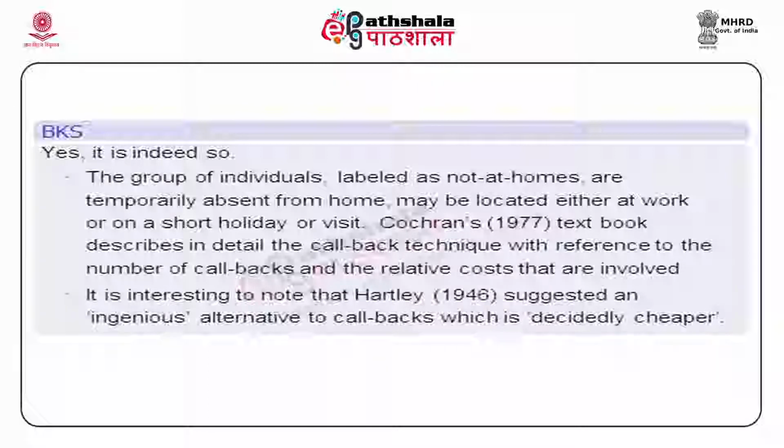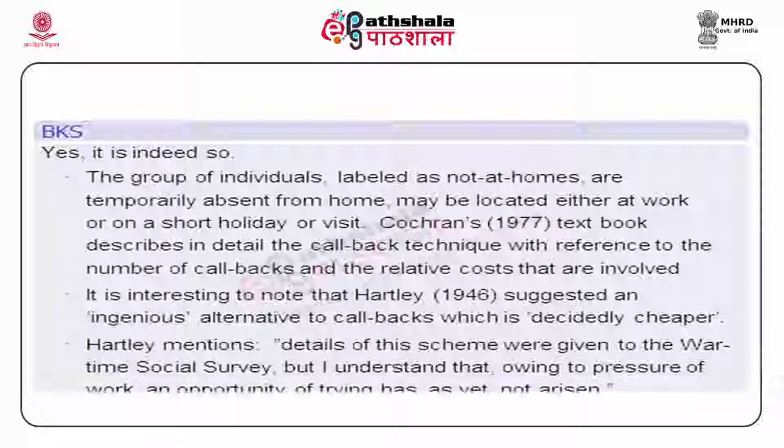First time is okay, any time after that as you go ahead and recall, it is a matter of more and more costs. So, it was Hartley who suggested an ingenious technique, no need to go for callback. Hartley mentions details of this scheme are given to the wartime social survey, but I understand that owing to pressure of work, an opportunity of trying out this thing has not yet arisen.